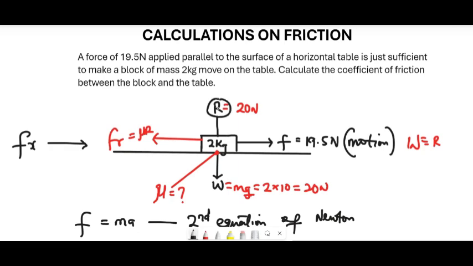Opposite the weight is a normal reaction. The normal reaction is facing upwards. It's also equal to 20 newtons, because normal reaction is a force on its own. So for a plane that is not inclined, the weight is always equal to the normal reaction. When the weight is 20 newtons, the normal reaction will be 20. When the weight is 50 newtons, the normal reaction would also be 50 newtons.